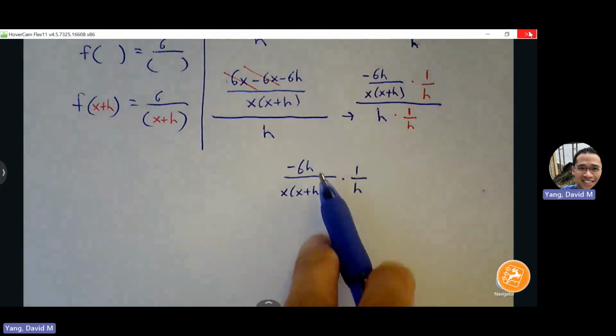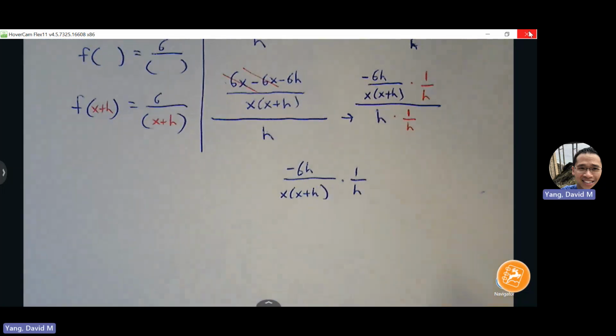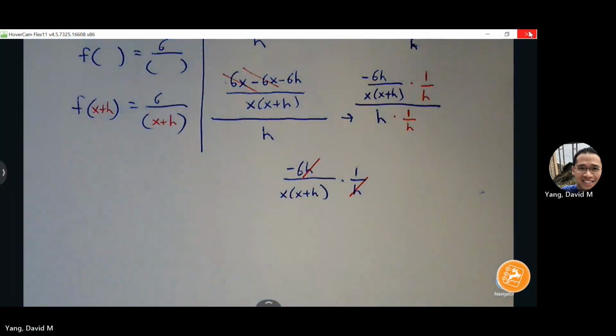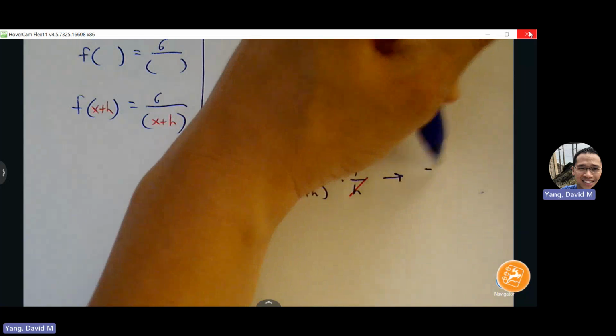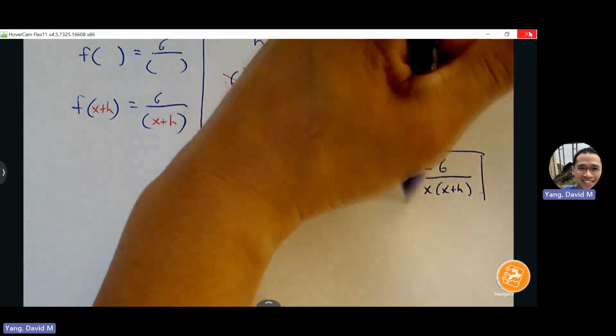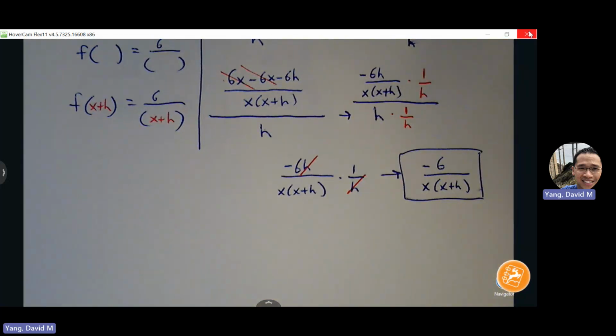So now you see the h's are directly above each other. That allows me to cancel them out. And then the only thing left over is negative 6 over x times x plus h. You can't simplify it anymore.